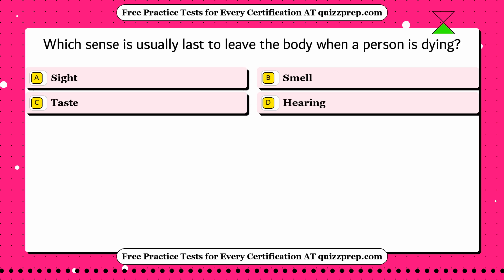Question 8. Which sense is usually last to leave the body when a person is dying? Option A. Sight. Option B. Smell. Option C. Taste. Option D. Hearing.